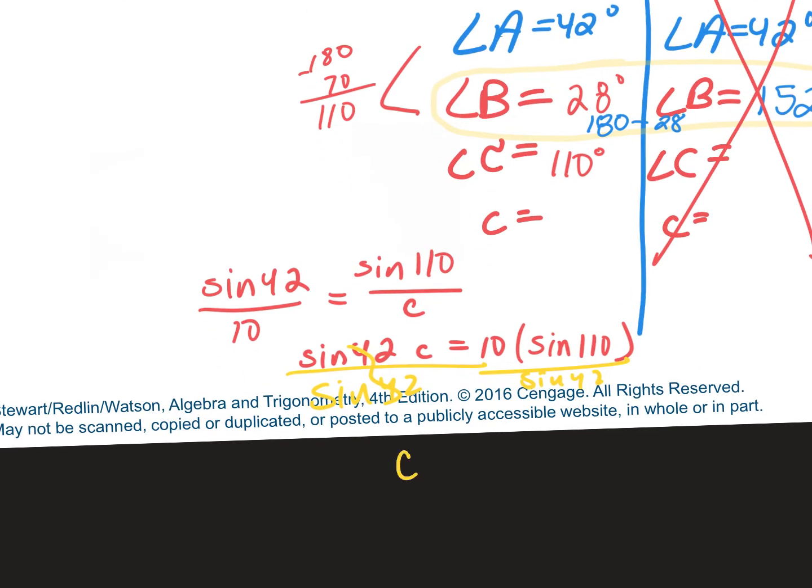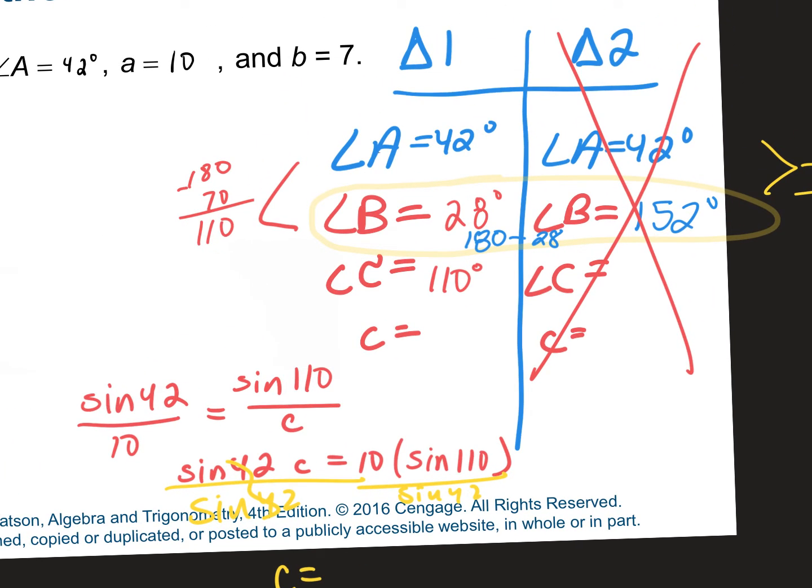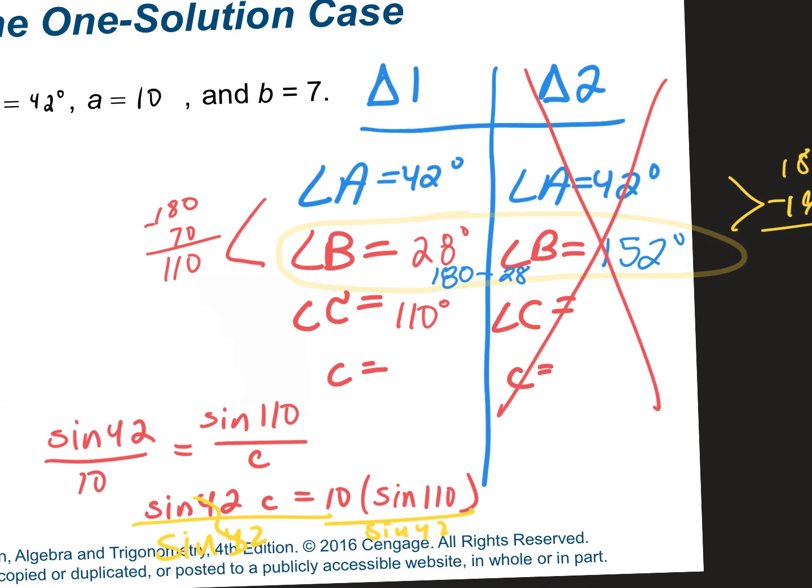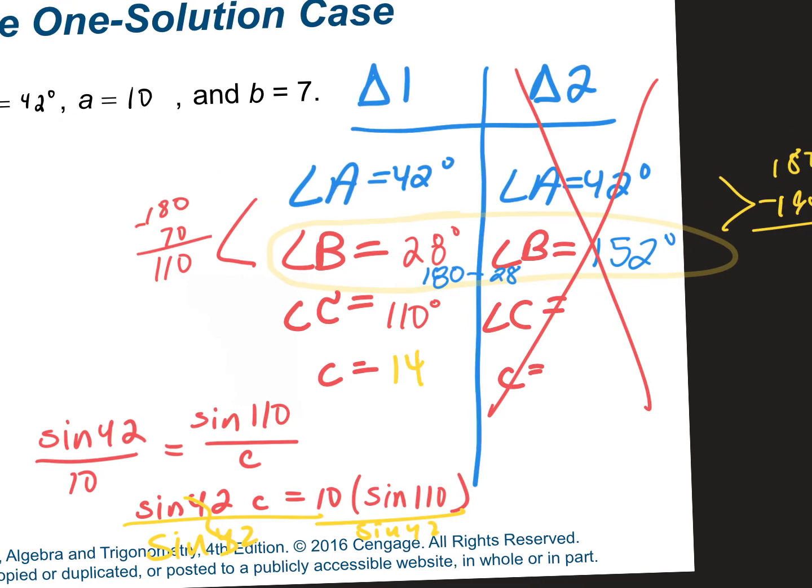And how long is C? About 10 times the sine of 110, hang on one sec, divided by sine 42. About how long? 10. So it's about 14. It's 14.04. So about 14.